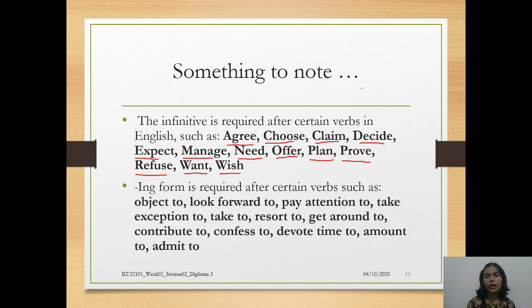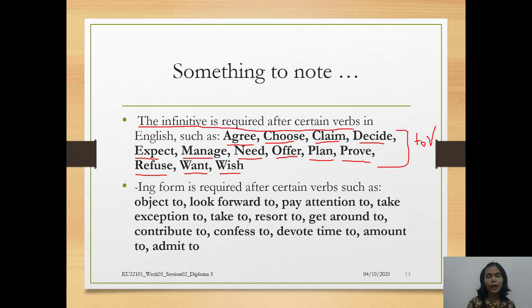For example, you say, we agree to decide. We agree to take an action. You cannot say we agree taking an action. Or for example, I want to buy something. You cannot say I want buying something. So all of these verbs must be followed by to infinitive. So to plus the verb. That is what we call infinitive required after these verbs.